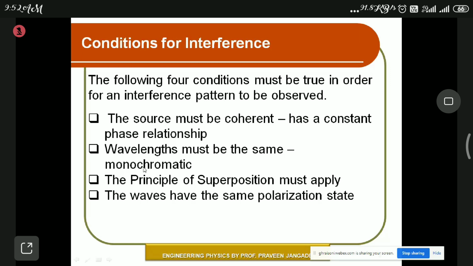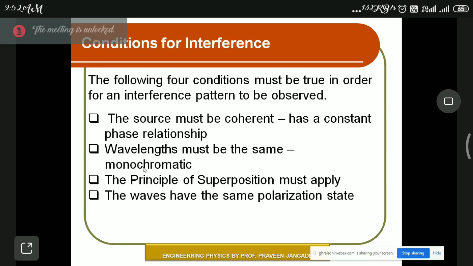Mono means single and chromatic means color. So if your source has a single color, it is monochromatic, and a single color means a single wavelength. Please remember that monochromatic means having a single color. That is the second mandatory condition to get the interference pattern. To repeat, the first one is that the source must be coherent. And what do we mean by coherent?